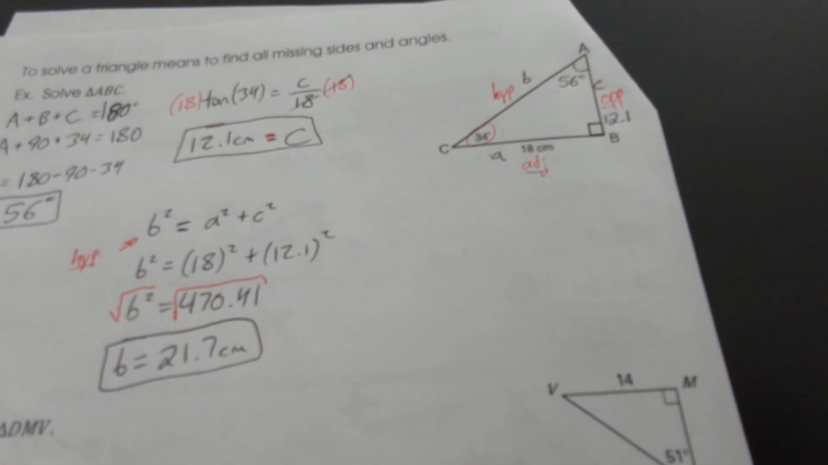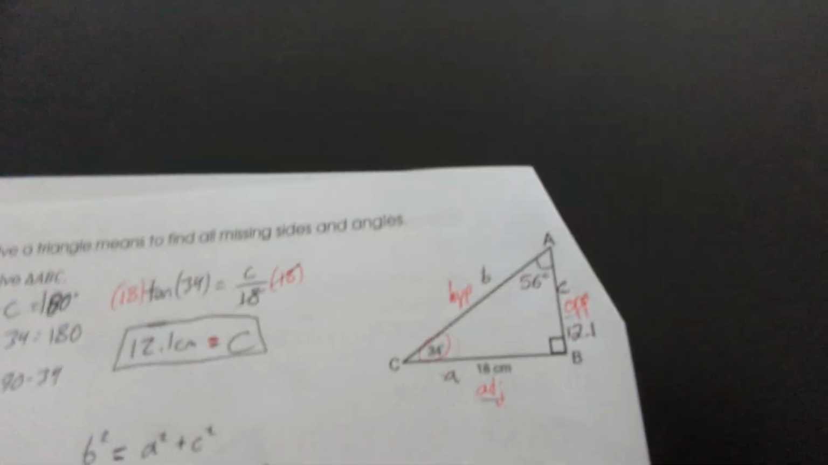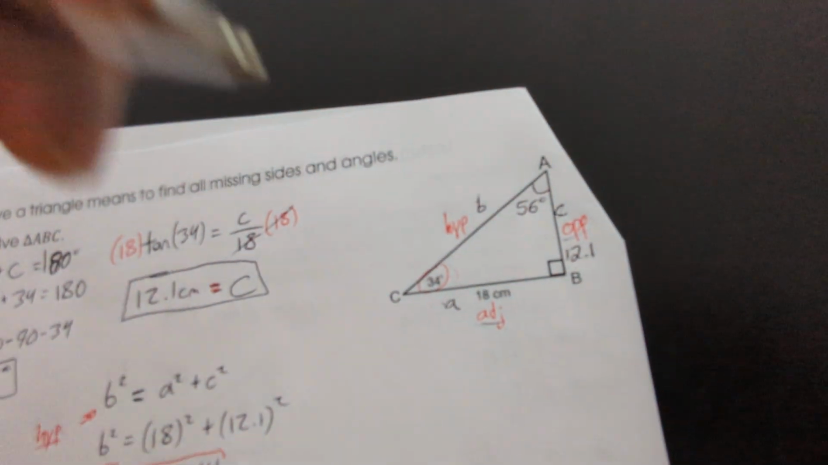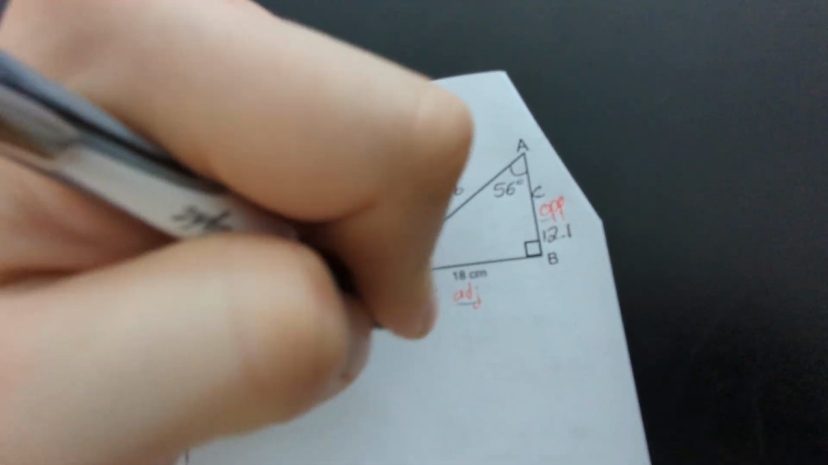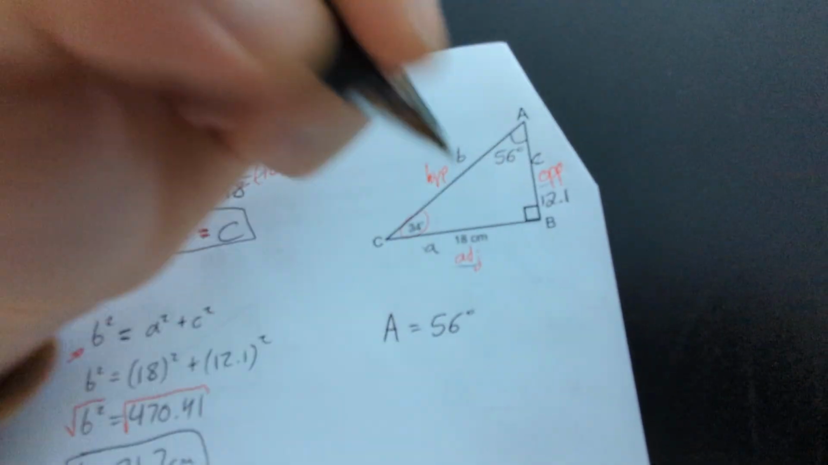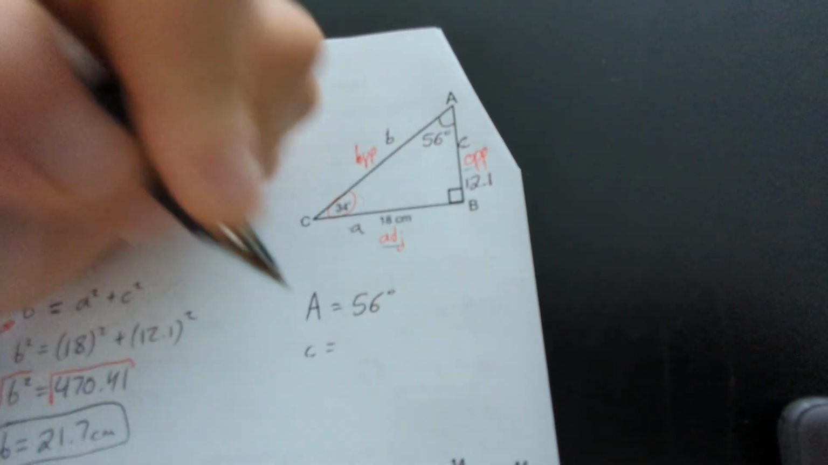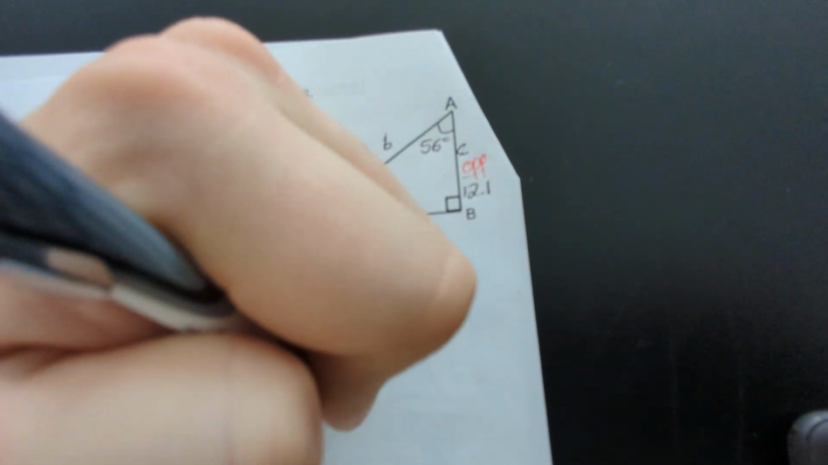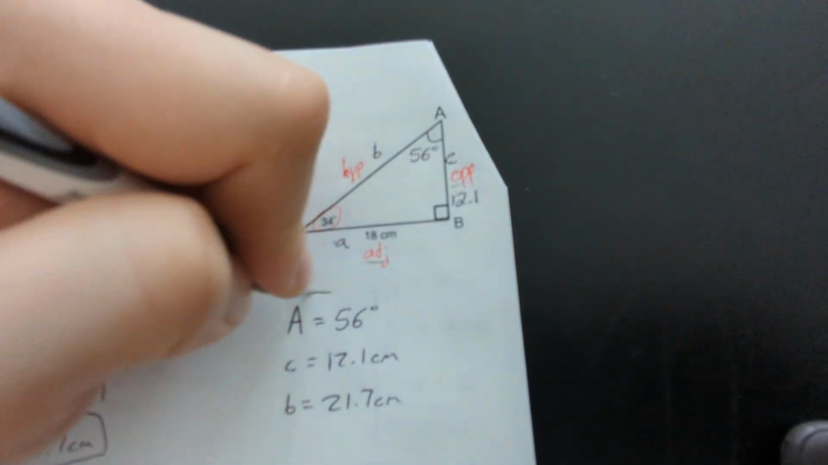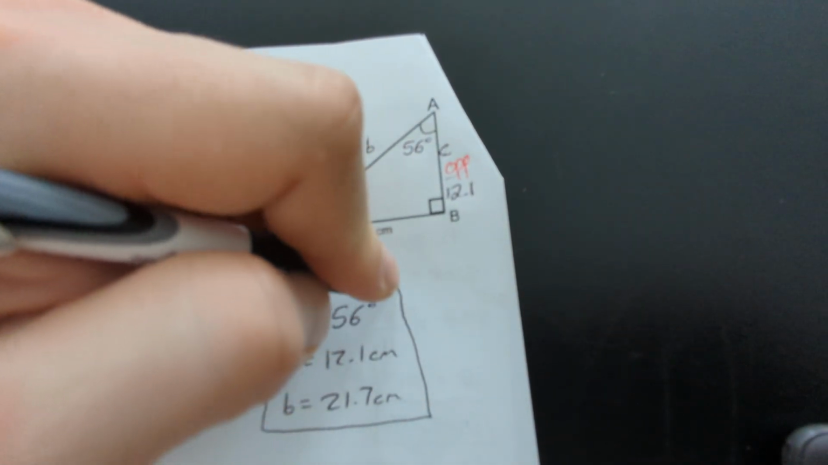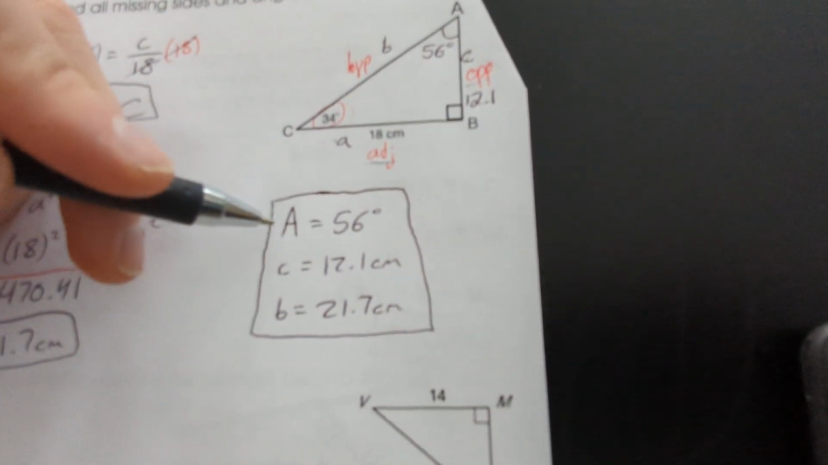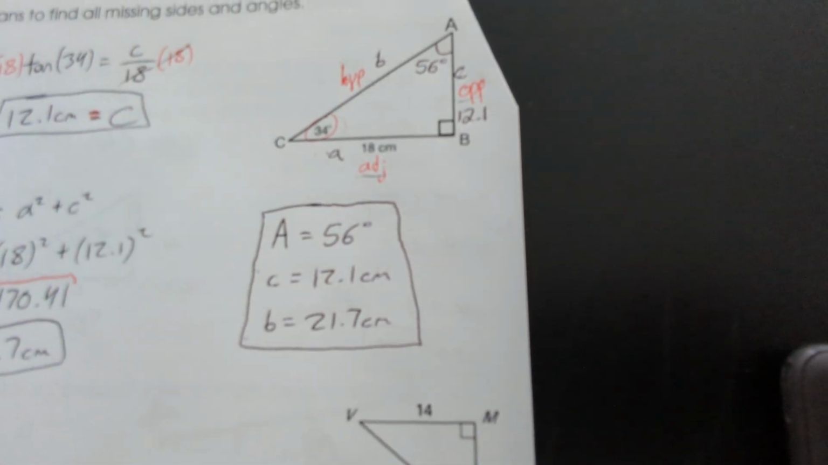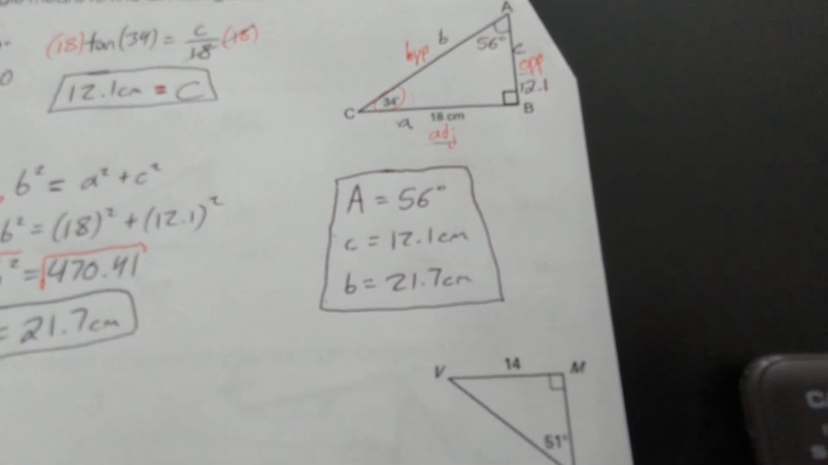Okay, so we were missing an angle and two sides, and now we found that angle and two sides, so we have solved the triangle. I might ask you to put this in a chart, and all I mean by putting this in a chart is whatever angles and sides you find. So angle A is 56 degrees, c is 12.1 centimeters, and b is 21.7 centimeters. So if I ask you to give your answer in a chart, this is all I mean: just give me a nice boxed solution here with everything that you found, all your final answers, okay?